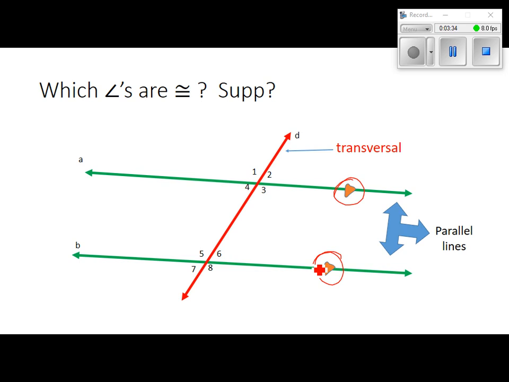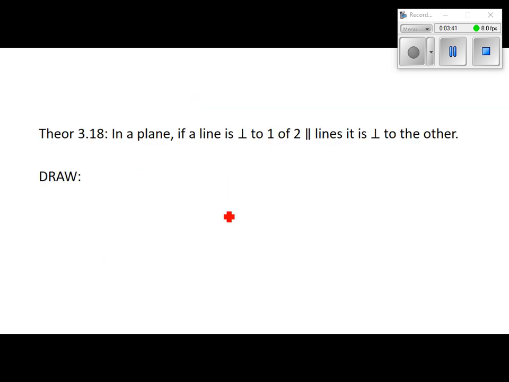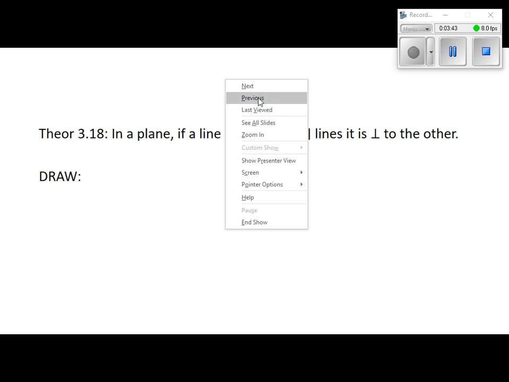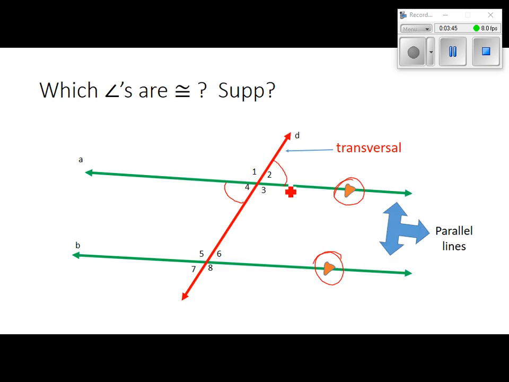Name me a pair of angles that you know are congruent. 2 and 4. How come 2 and 4 are congruent? They're vertical angles, so we still have all that. We still have the vertical angles, right? Give me a pair of corresponding angles. Let's start with those.